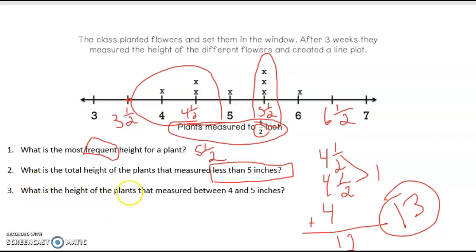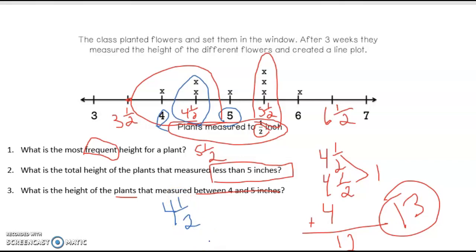What is the height of the plants that measured between 4 and 5 inches? Well, here's 4 and here's 5. That measured between 4 and 5 inches. Well, the only height between 4 and 5 inches is what? 4.5. What is the height of the plants that measured between 4 and 5 inches? That height is 4.5 inches.